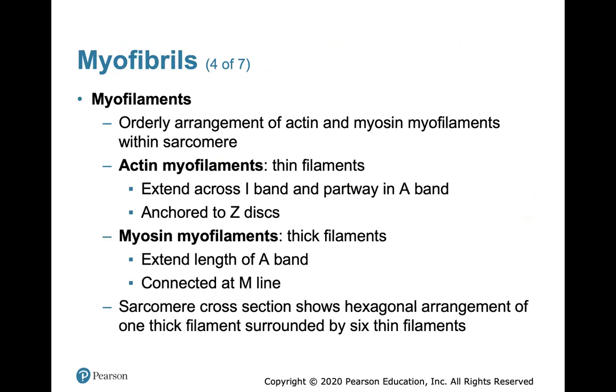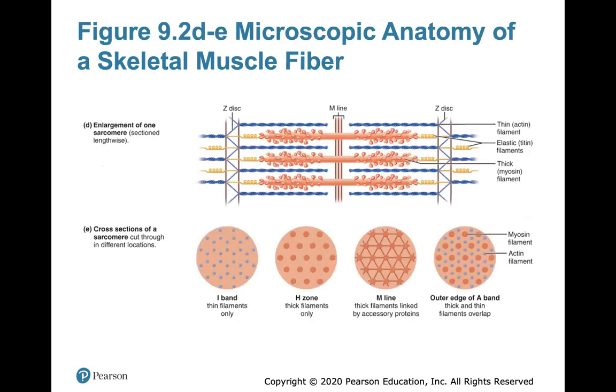So the myofilaments, again, are the orderly arrangement of actin and myosin within the sarcomere. Actin refers to thin filaments and myosin refers to thick filaments, and they're each arranged in their appropriate place in the sarcomere. So here's again a look at the sarcomere with an enlarged view of one sarcomere that's sectioned lengthwise. The M line goes right down the middle. That's what the myosin are attached to.